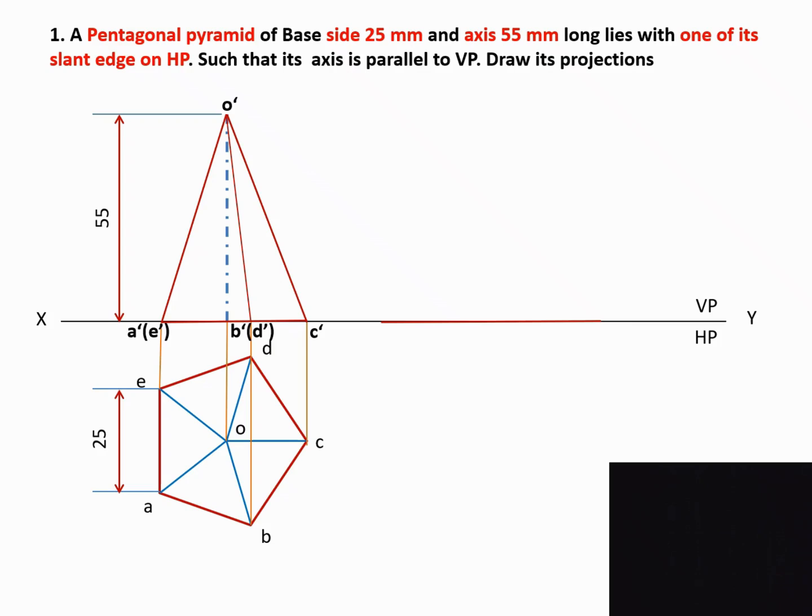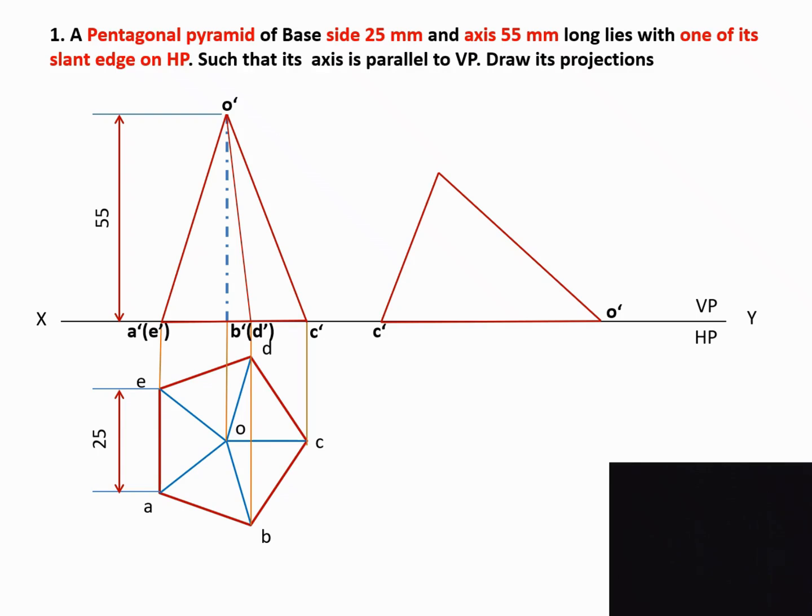Next step is, this is our surface point. From this point we are going to take this point here, because this axis is parallel to VP. Here we have to make all the points in a slanting way. Why we are going to use slanting is that one of its slanting edges is on HP.